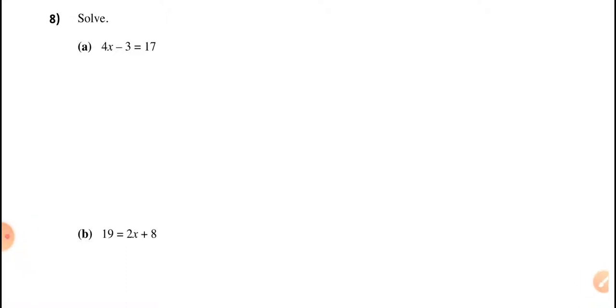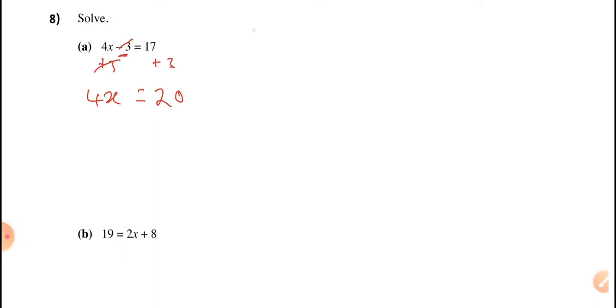Question 8. Solve 4x minus 3 is equal to 17. So the first thing we will look at doing is how do we get rid of this minus 3 on the left hand side. To do that, we add 3 here and we add 3 here. So what's 17 add 3? It is 20 on the right hand side, and on the left hand side the take away 3 and the add 3 cancel out, leaving me with just 4x.